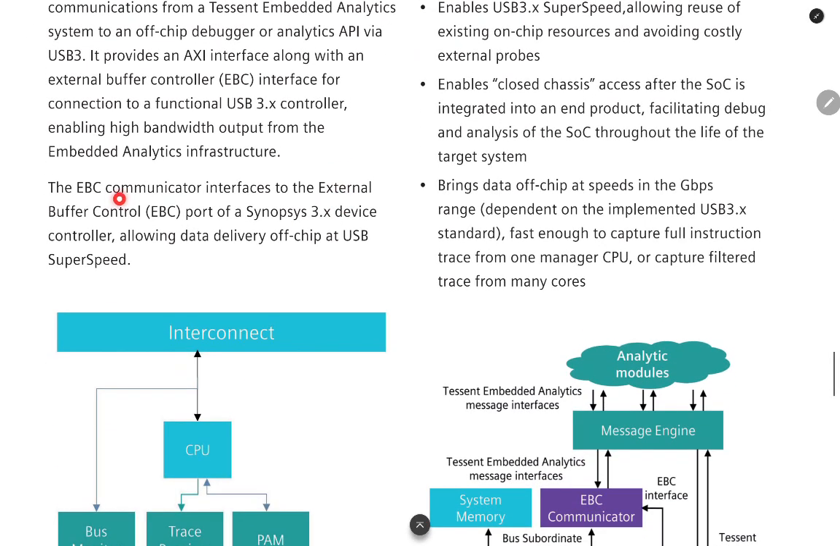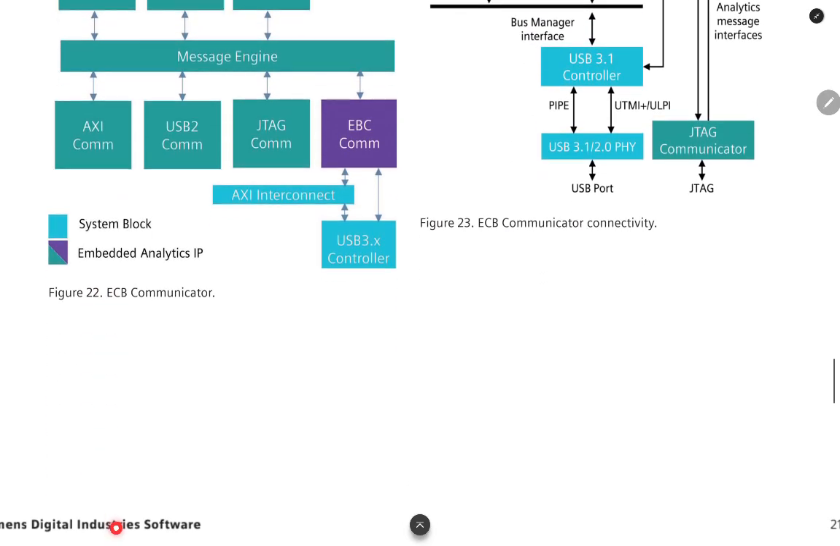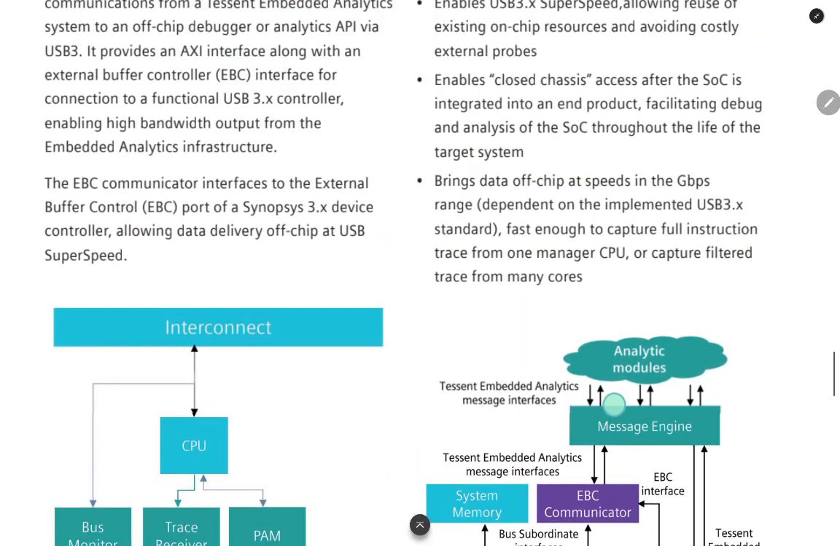The EBC communicator interfaces to the external buffer controller EBC port of the Synopsys USB 3.0 device controller, allowing the data delivery off chip at USB SuperSpeed. Figure 22 is the EBC communicator.